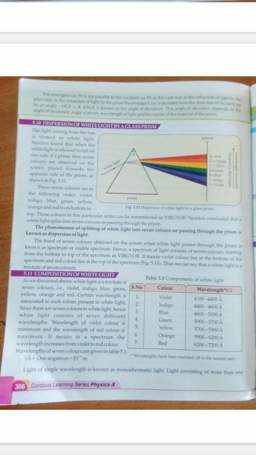These colors have wavelengths as follows: violet has 4000 to 4400 angstrom, indigo 4400 to 4600 angstrom, blue 4600 to 5000 angstrom, green 5000 to 5700 angstrom, yellow 5700 to 5900 angstrom, orange 5900 to 6200 angstrom, and red 6200 to 7200 angstrom. These are the different wavelengths, rounded off to the nearest one. So 1 angstrom is equal to 10 to the power minus 10 meters.